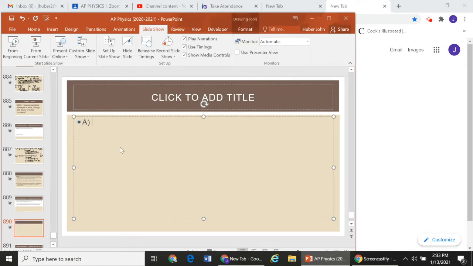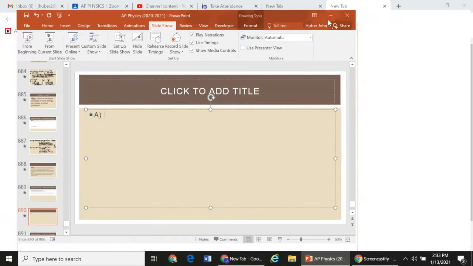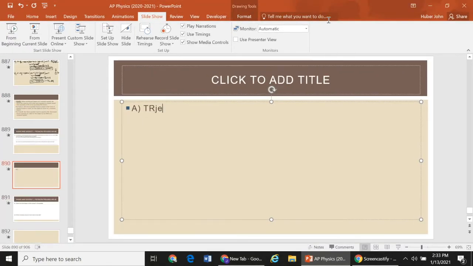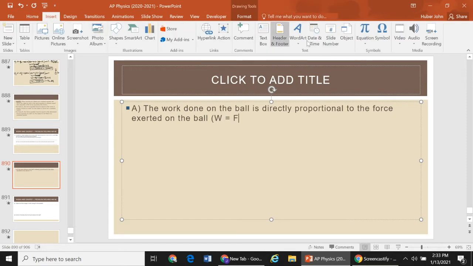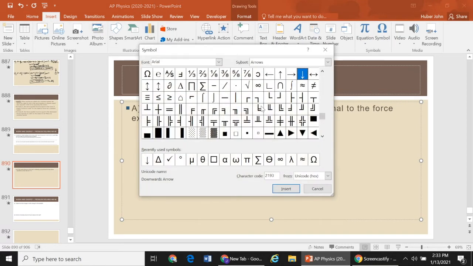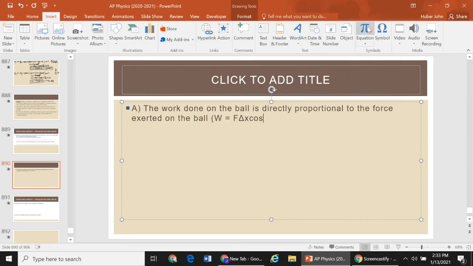So we can say here, for this question, at least for part A, again, the question says how can we describe the relationship between the force and work, and we can say here the work done on the ball is directly proportional to the force exerted on the ball. And that, of course, is because the equation says the work is equal to FD, or F delta X, cosine theta. Pretty straightforward answer. The work done is directly proportional to the force. More force, more work. That's it.